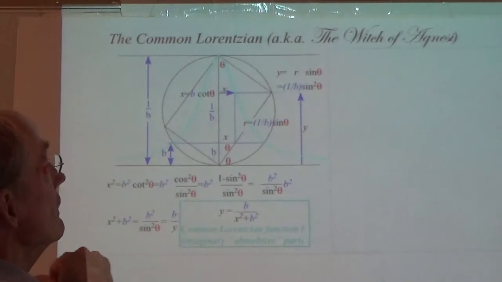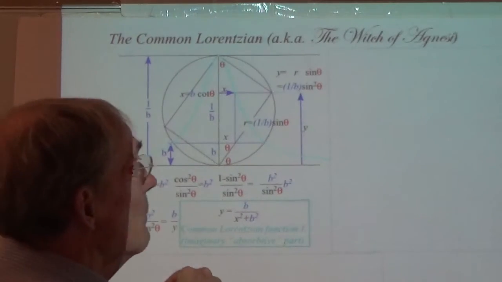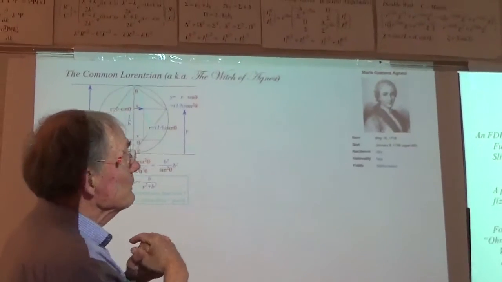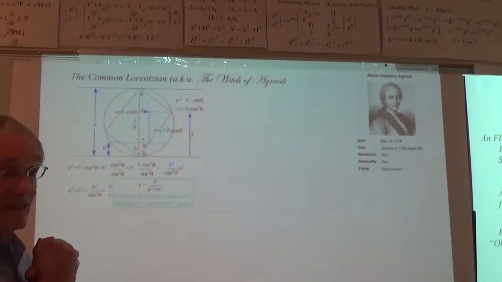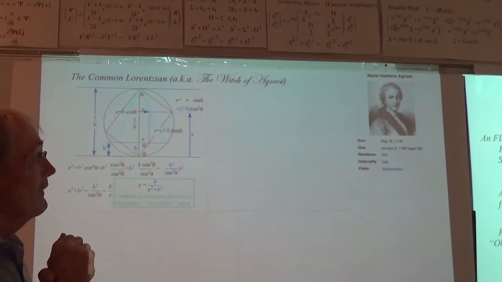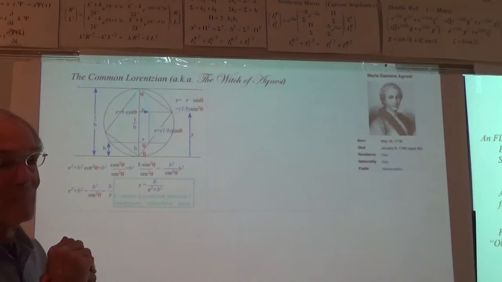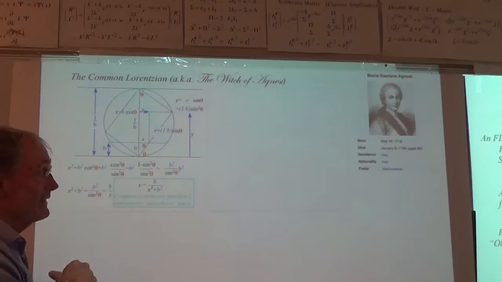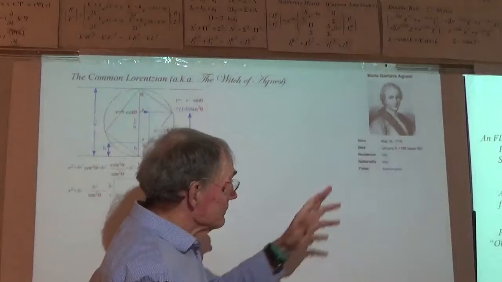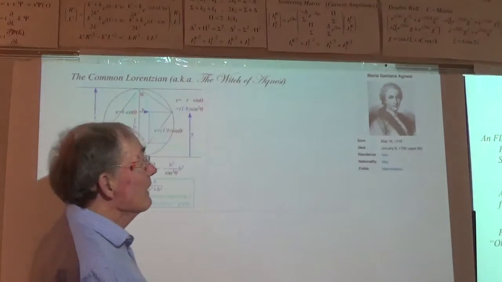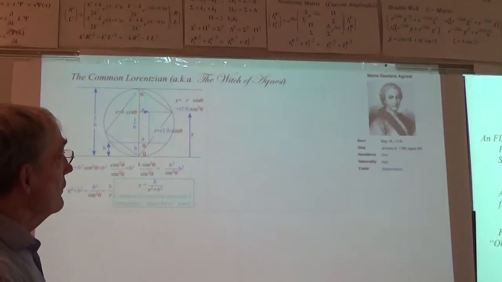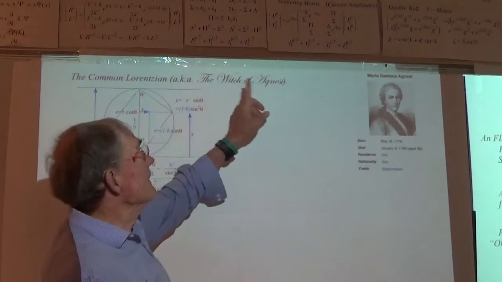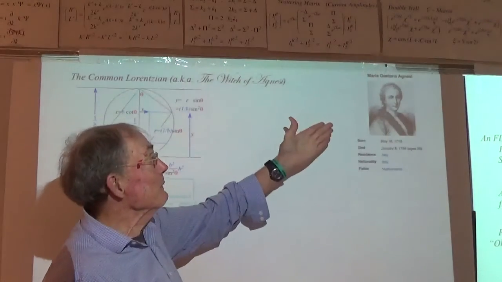Now this Lorentzian comes before Lorentz somewhat. This is the 1700s. This is Maria Gaetana Agnesi. I would introduce you to her. A hot chick. She's a really amazing mathematician. She is in Italy, most of her time in Italy. And this curve, you'll see it in old calculus books and maybe some of the new ones, it's called the witch of Agnesi. It's anything but a witch.